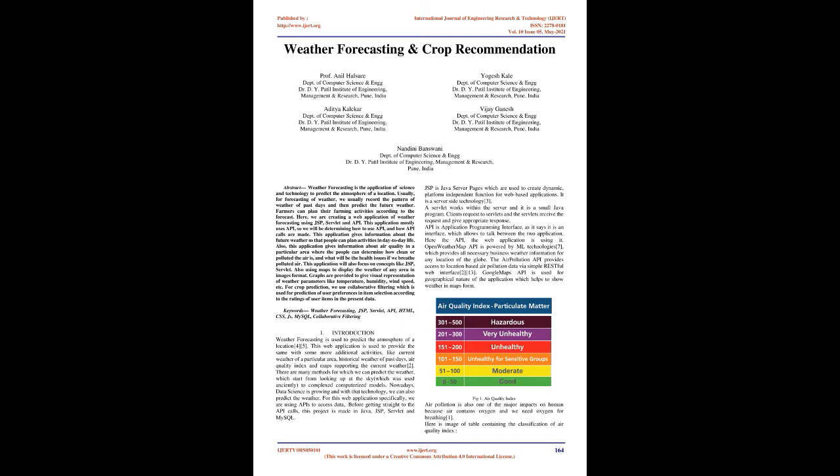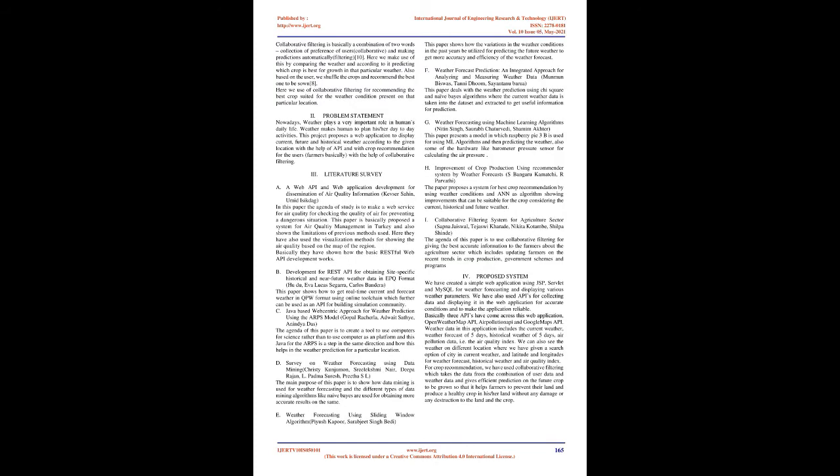Collaborative filtering is basically a combination of two words: collection of preferences of users, collaborative, and making predictions automatically, filtering. Here we make use of this by comparing the weather and, according to it, predicting which crop is best for growth in that particular weather. Also, based on the user, we shuffle the crops and recommend the best one to be sown. Here we use collaborative filtering for recommending the best crop suited for the weather condition present at that particular location.